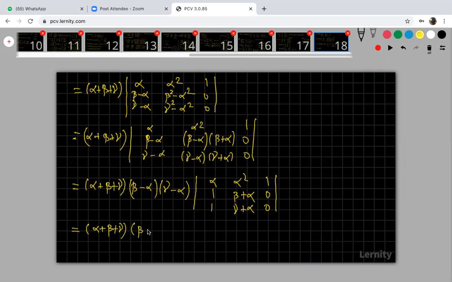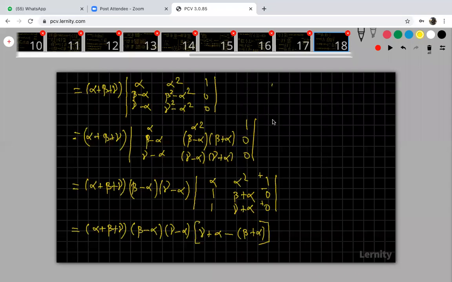This is beta minus alpha, gamma minus alpha. Okay, expand the determinant using the third column. What about the third column? This is plus, minus, plus. So since this is 0, leave it. This is 0, leave it. You find out only this term. Okay, 1 into this gamma plus alpha minus of this beta plus alpha.